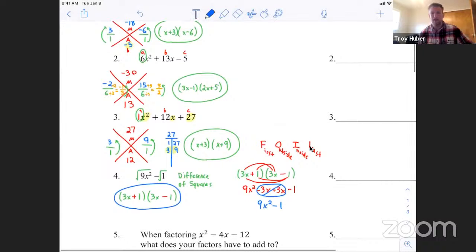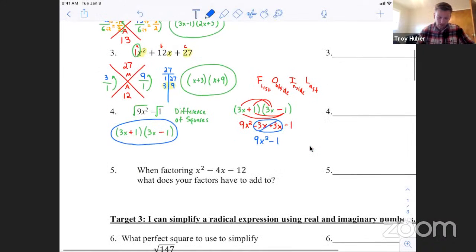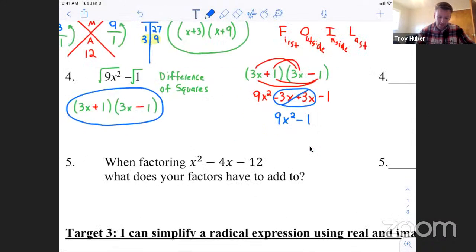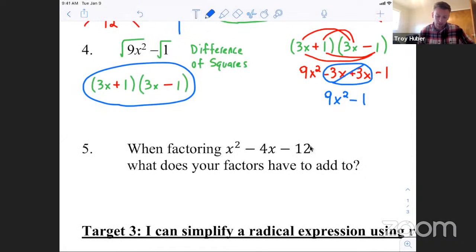All right, so hopefully that made sense. And let's look at the last one in this first target. It says, when factoring x squared minus 4x minus 12, what do your factors have to add to? So again, I like to draw my x, multiply to the top, add to the bottom. Multiply is always our a value times our c value. So 1 times negative 12 would give me negative 12.